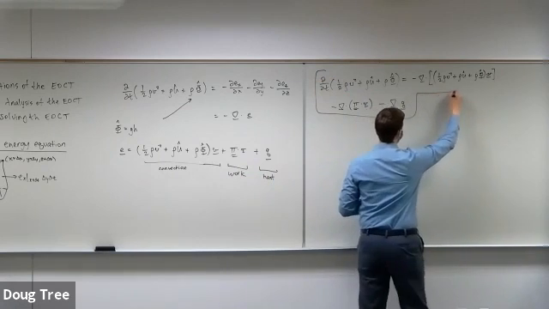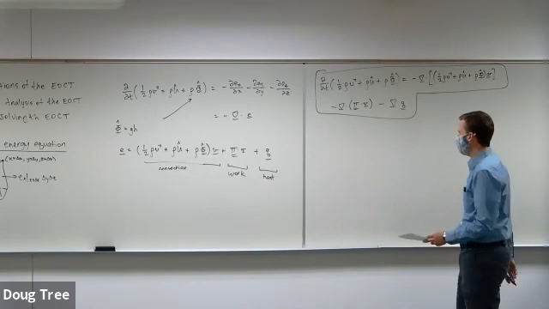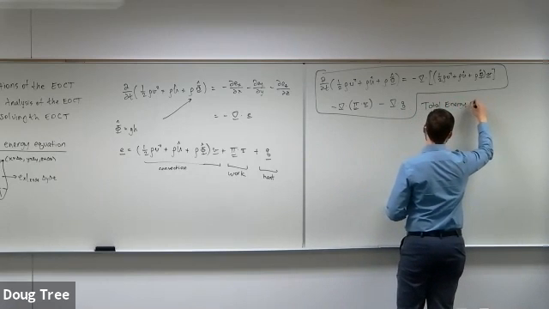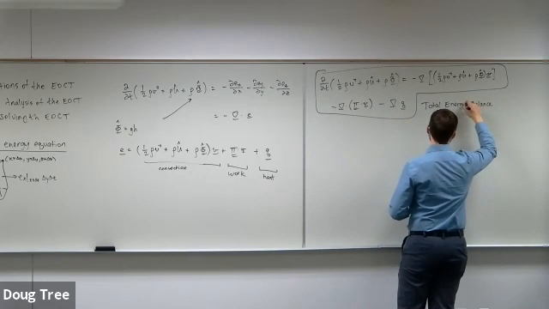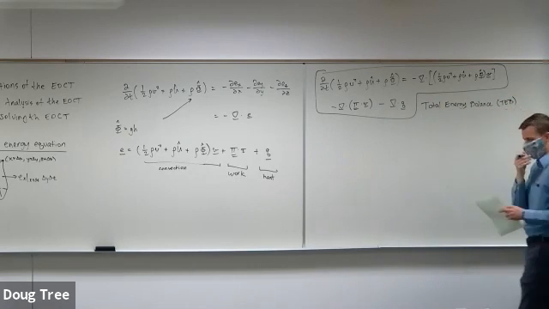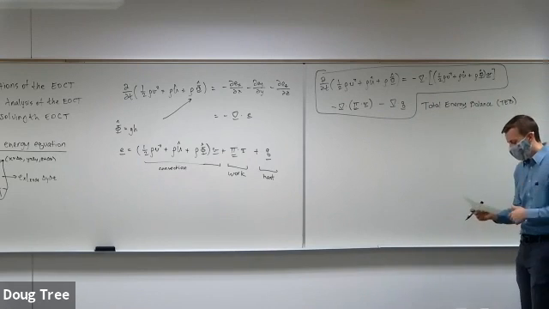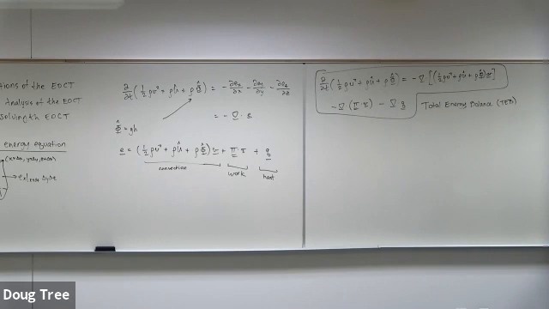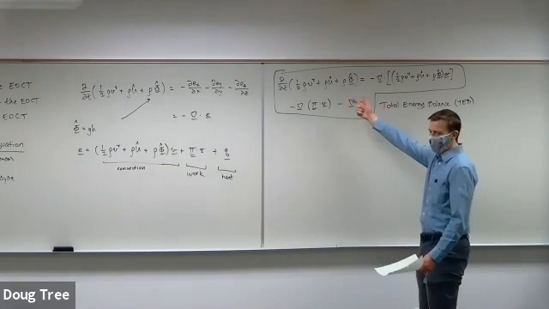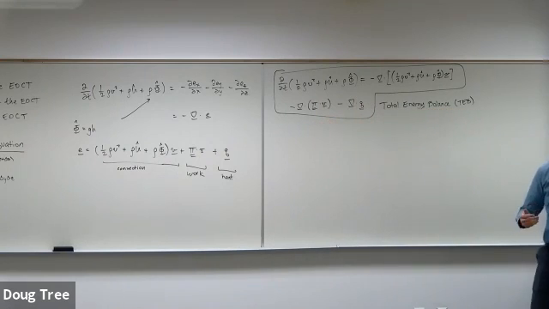I'll put a box around that guy. Okay, and I'm going to call this the total energy equation or the total energy balance, which I'm going to abbreviate by T. Let me make a couple of comments about this. This is really just an expression of the first law of thermodynamics. This is just delta U is equal to Q plus W. It's the same thing, but it's for an open system.